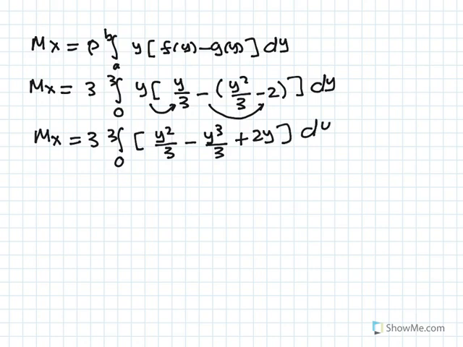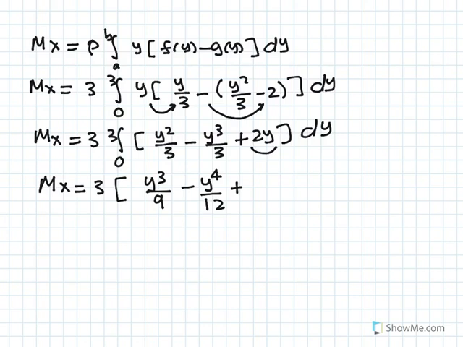Now that we have simplified the integrand, we can do the integration. Moment with respect to the x-axis is equal to 3 times, integrating y squared, we get y cubed divided by 3 times 3, that's 9. Minus y to the 4th, reversing the power rule, divided by 4 times 3 is 12, plus integrating 2y, we get 2y squared divided by 2, the 2's cancel out, gives us y squared. Evaluate from 0 to 3.